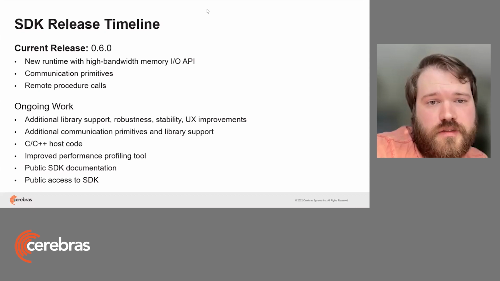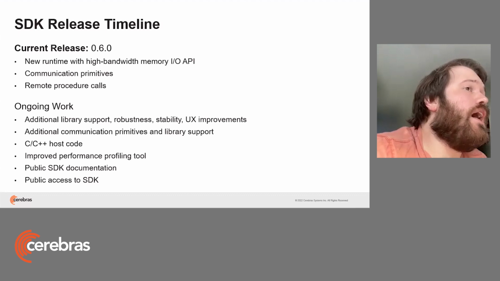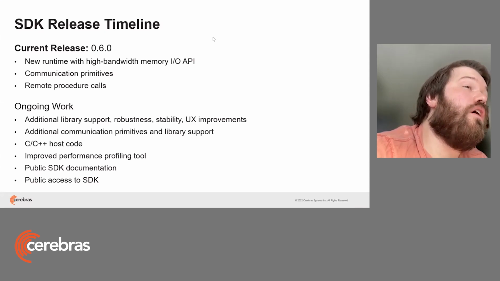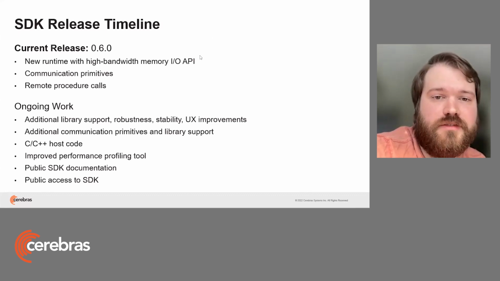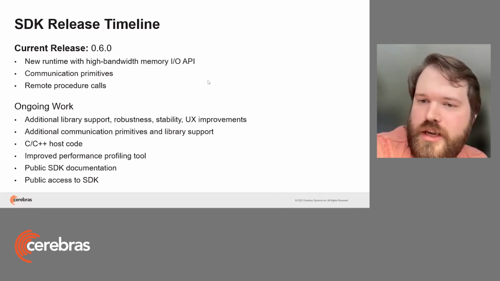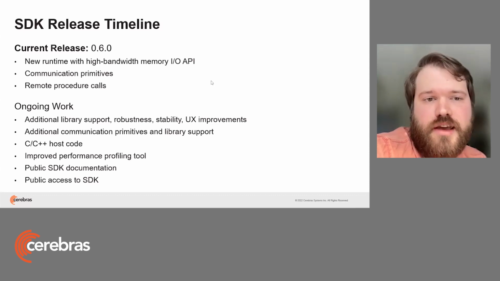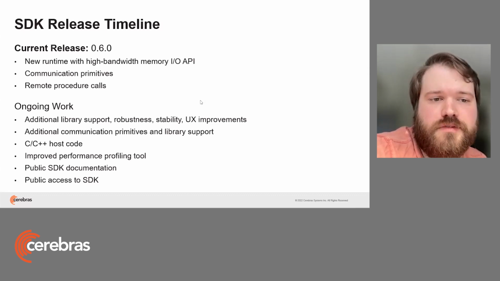Our current release has a new runtime with a high bandwidth memory IO API. What this means is that we can stream data on and off the wafer using CSL programs at roughly 12x what we could before. This new runtime is still in its early days, and the documentation is still working its way. But we're really excited about this and hope with the 0.7 release, we will more prominently feature the work on this new runtime. We also have some new communication primitives.